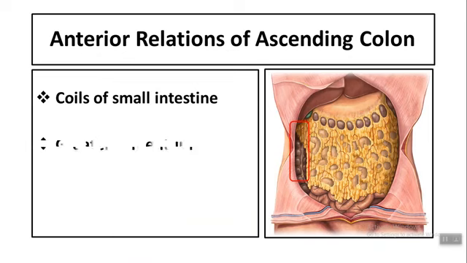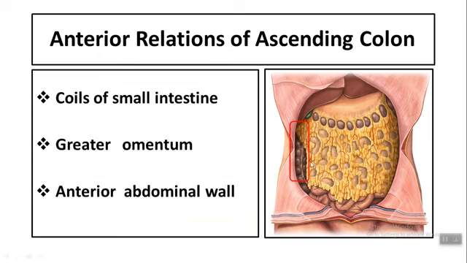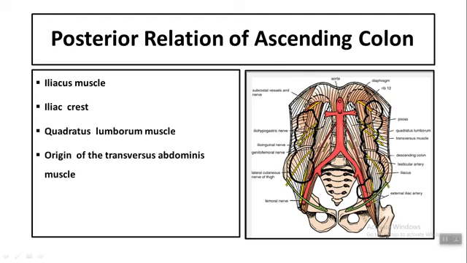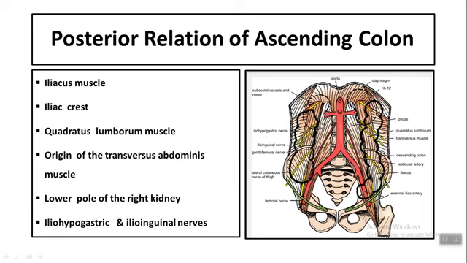What are the anterior relations of the ascending colon? The coils of the small intestine, the greater omentum, and the anterior abdominal wall. All these are the anterior relations. What are the posterior relations of the ascending colon, as it is tethered to the posterior abdominal wall by the peritoneum? It is related to the structures on the posterior abdominal wall. These are the iliacus muscle, the iliac crest, the quadratus lumborum muscle, the origin of the transversus abdominis muscle, and the nerves. In addition, there is the lower pole of the right kidney with the nerves, which are the iliohypogastric and the ilioinguinal nerves. All these structures are the posterior relations of the ascending colon.